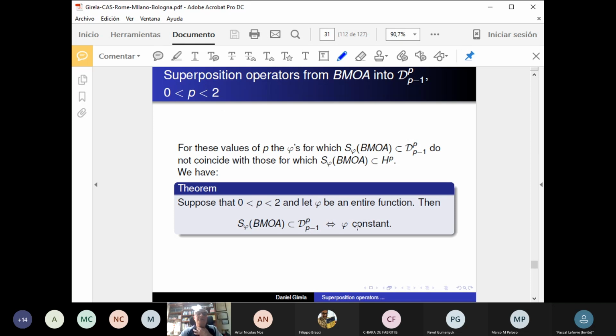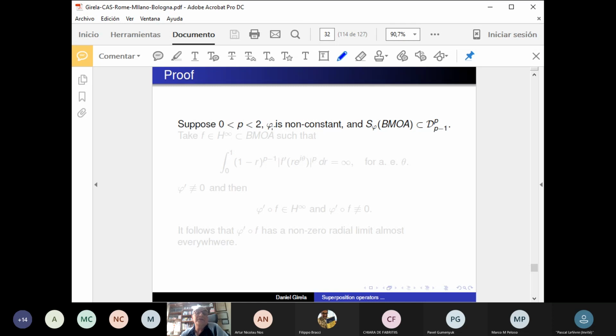And here we are going to use a different idea to prove this. Suppose that we have a function phi, an entire function which is not constant, and the superposition operator S_phi maps BMO into D^p_{p-1}. We are having p less than 2. If p is less than 2, then H infinity is not included in D^p_{p-1}. So this means that there is a function f in H infinity which is not here. This means that the integral of (1 - |z|)^{p-1} times |f'(z)|^p is infinity. But actually, we can prove a stronger result: that there exists a function so that the integral that we obtain along the radius is infinity for almost every point.